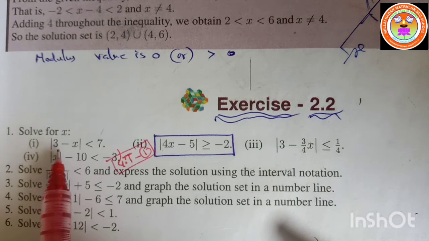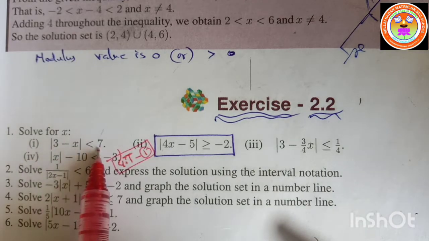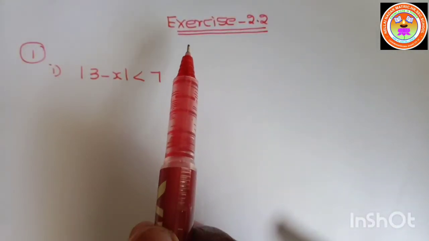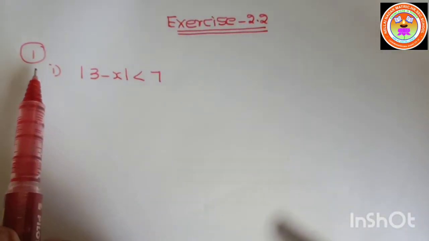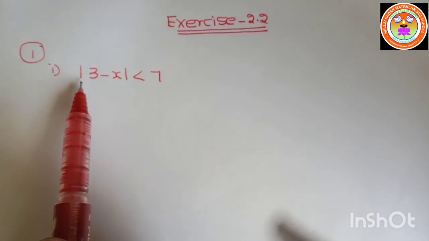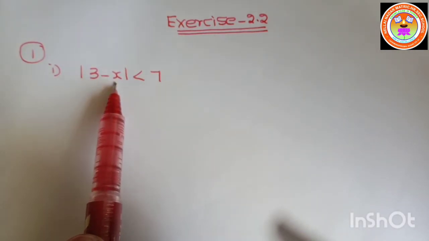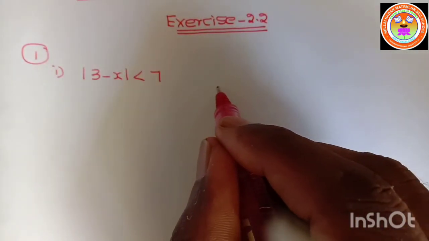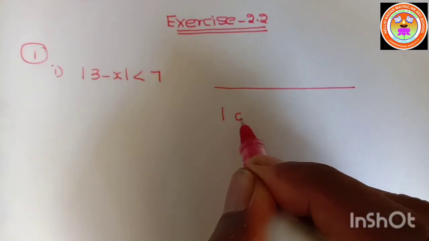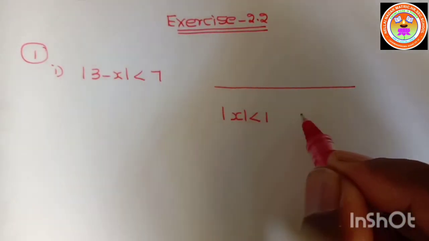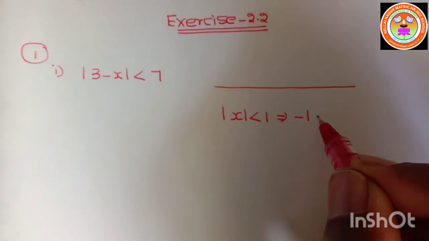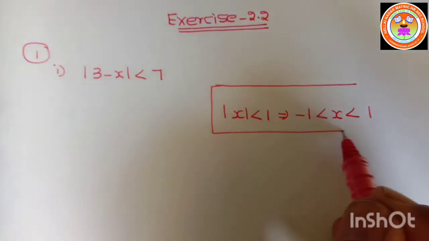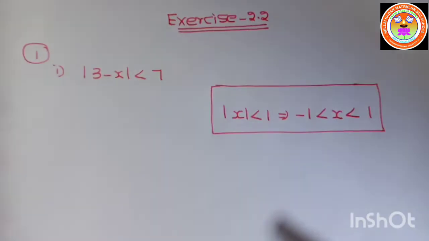Modulus of 3 minus x is less than 7. Already I've given: modulus of x less than 1. What is the hint given? Minus 1 less than x less than 1. So you must apply the result.